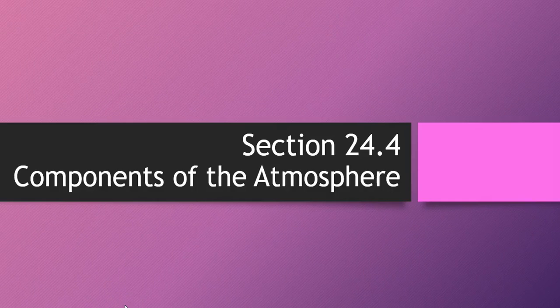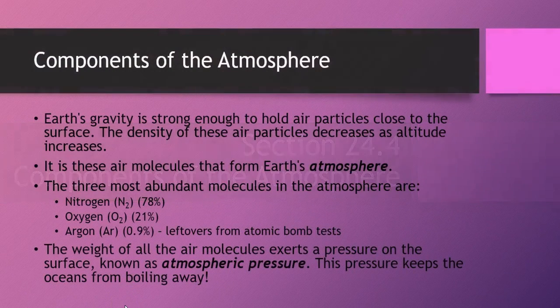Section 24.4. Components of the atmosphere. So it may not seem like it, but Earth's gravity is strong enough to hold the air particles close to the surface of the Earth. So the density of the atmosphere actually decreases as altitude increases. As you go up, there's less and less air. And all of these air molecules form the Earth's atmosphere.